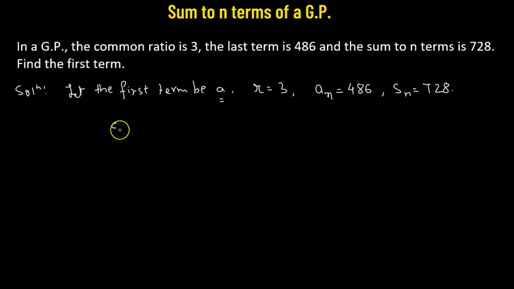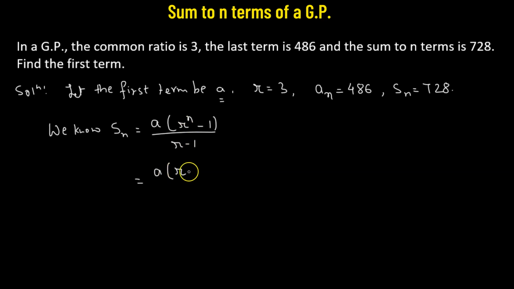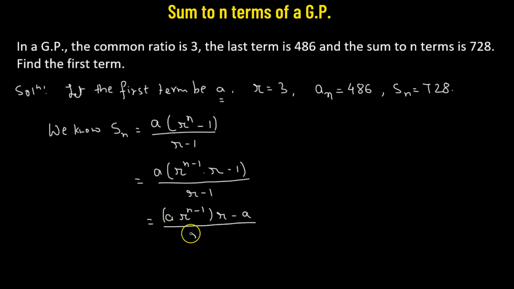Now we know that the sum to n terms of a geometric progression or a geometric series is given by a, which is the first term, multiplied by (r^n minus 1) divided by (r minus 1), which will be equal to a times... So we can also express r^n as r^(n minus 1) times r, so (a times r^(n minus 1) times r minus a) divided by (r minus 1).